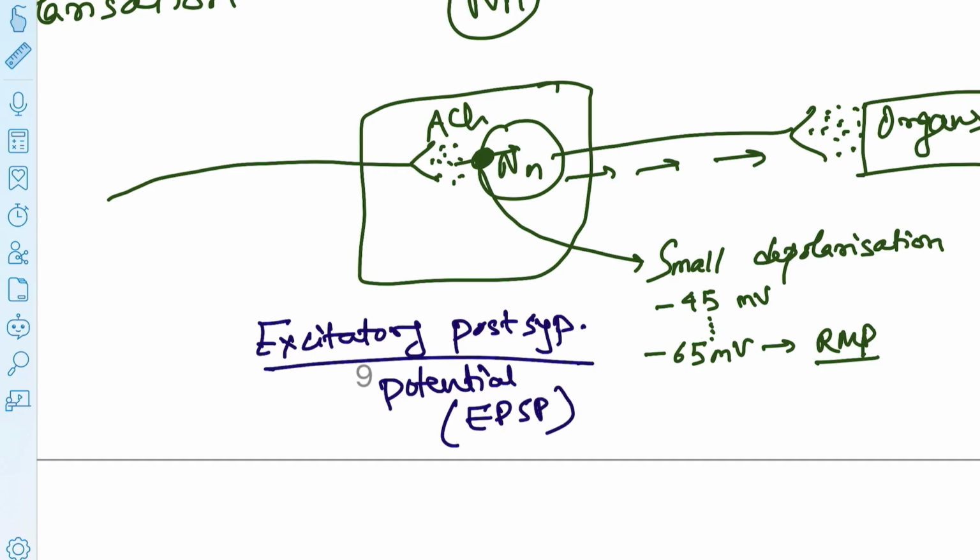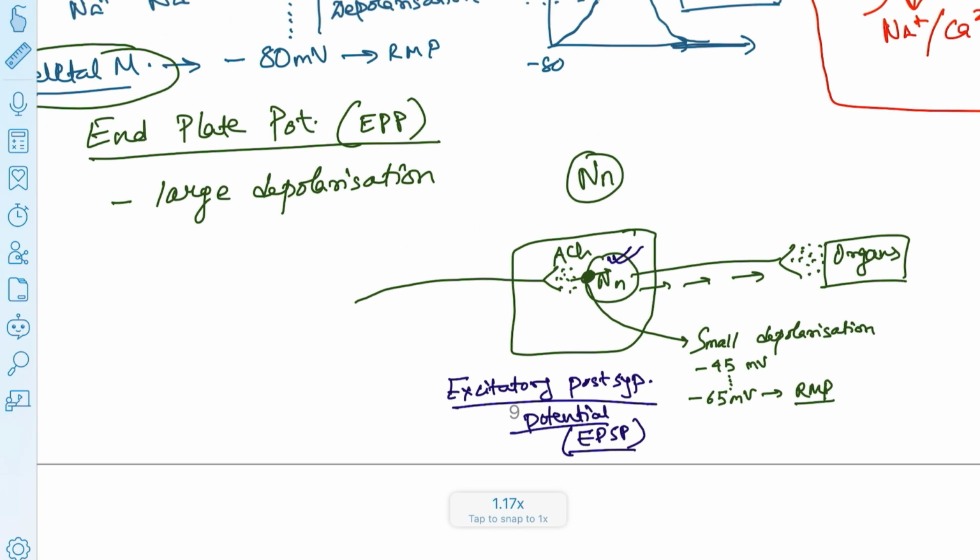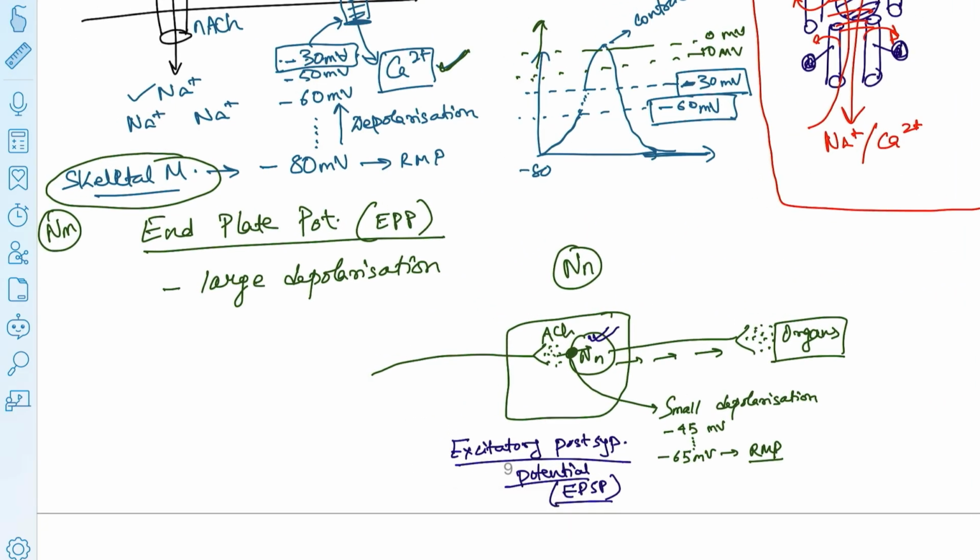EPSP, right? So this is the excitatory postsynaptic potential. Obviously, this is present in the postsynaptic neuron or the postganglionic neurons, and nicotinic receptors are excitatory in nature. So this particular phenomenon is known as excitatory postsynaptic potential, right? So this was all about two very important terminologies. One is the EPP, end plate potential, and the other is the excitatory postsynaptic potential, or EPSP.